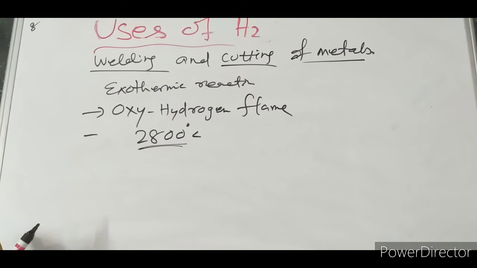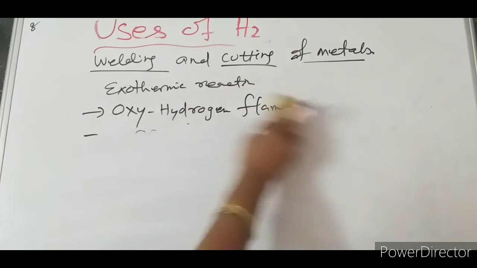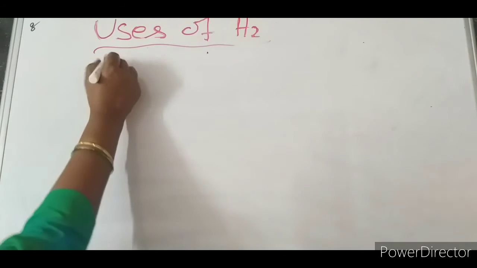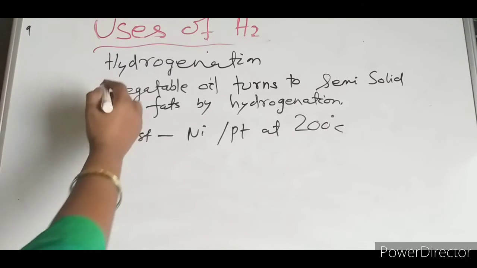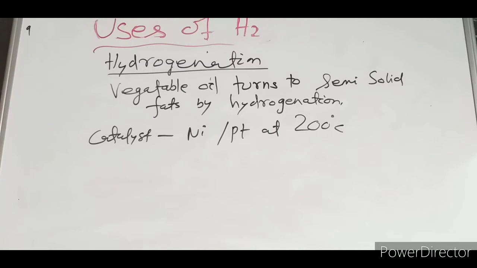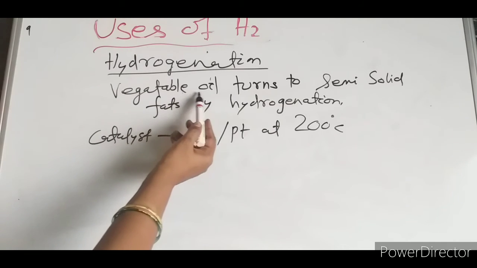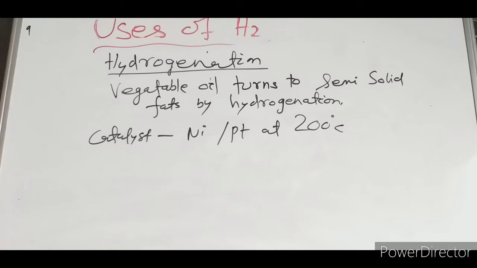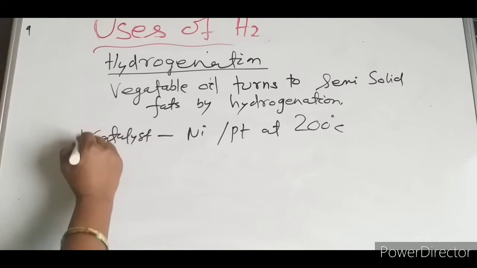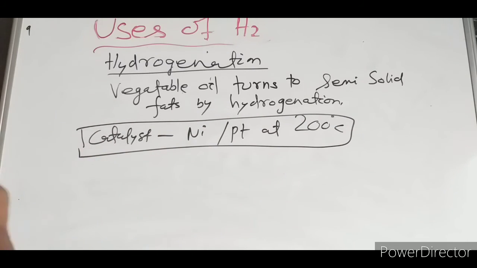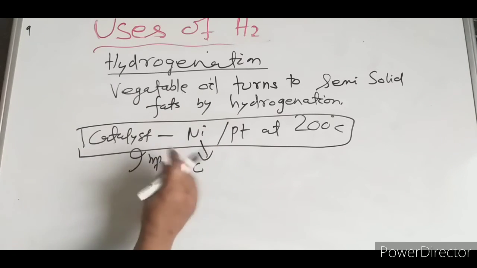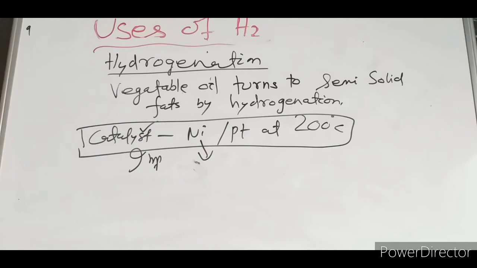Another one is hydrogenation of oil. In hydrogenation, vegetable oil turns into semi-liquid, semi-solid fat by hydrogen. Here the catalyst used is nickel or platinum at 200 degrees Celsius. This one is important. It is the catalyst.